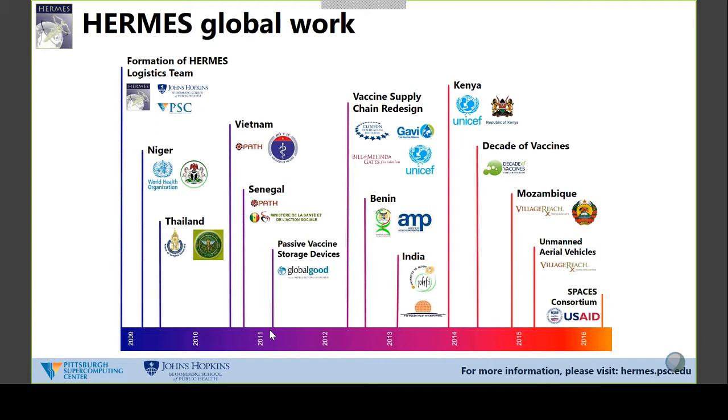We've also worked in Kenya. We worked with the Decade of Vaccines Initiative to look at a wide range of supply chain economics estimations for a number of different countries to provide a global picture of what is needed for vaccine improvement. We've also worked in Mozambique, and we've done some work with unmanned aerial vehicles, which Leila will be telling you about in a little bit.